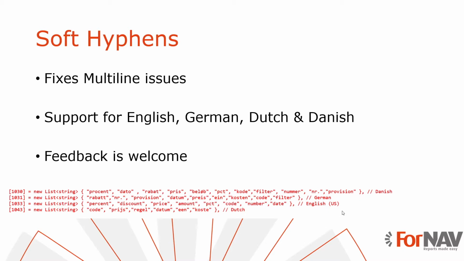We're still looking for feedback. We have implemented soft hyphens in Danish, German, English and Dutch. And if you're running ForNAV in a different language, please send us a list of your soft hyphens, or if you run ForNAV in any of the languages displayed on the screen and you're missing a soft hyphen, just send us a list of soft hyphens that you think we need to add to the product. So you can see that in the list for English, one of the soft hyphens is price.